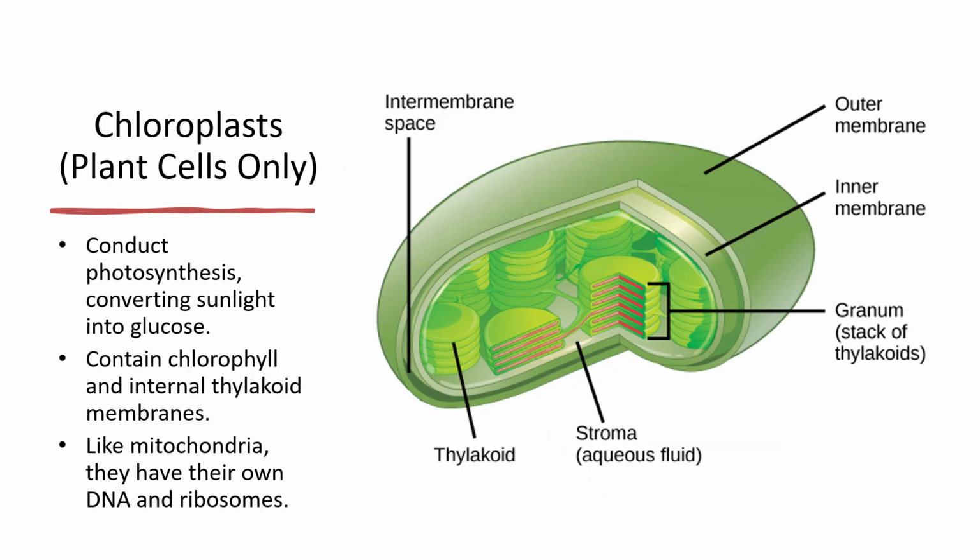Chloroplasts are the site of photosynthesis in plant cells. They contain chlorophyll and internal membranes called thylakoids, where light energy is converted into glucose. Like mitochondria, they have their own DNA and ribosomes.